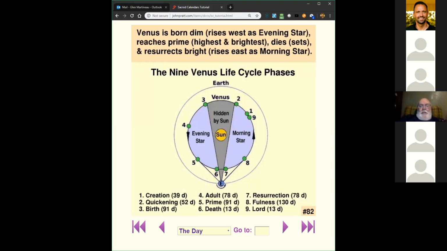So Venus is born, rises in the west as an evening star. Then it reaches prime. Now we're looking at the same picture, but now there are 9 phases. And this took some time to discover. I've been working on this for at least a couple of decades. Now it looks like it's done, but it took a lot of time. Anyway, that's not important. Results are important. There are 9 phases in Venus.